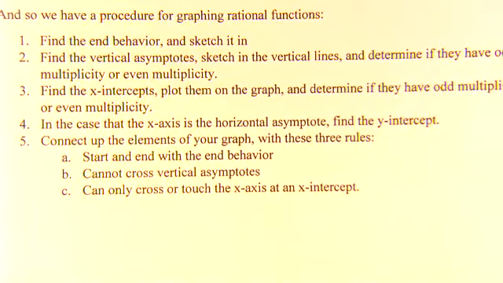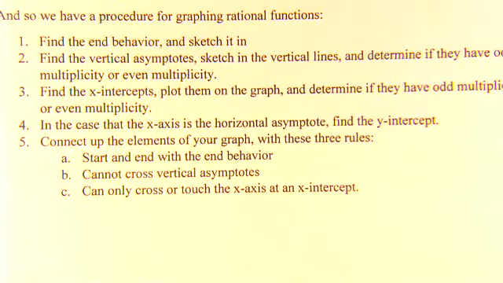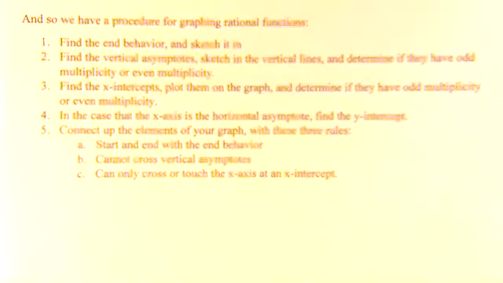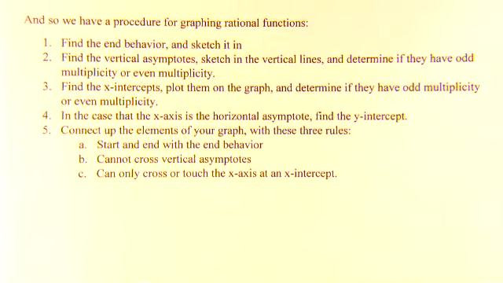Find the end behavior, sketch it in. Find the vertical asymptotes. It's looking at the denominator. Where's the denominator 0? Sketch in the vertical lines for the vertical asymptotes. Figure out if they have odd multiplicity or even multiplicity. Find the x-intercepts. That's where the top is equal to 0. Put them on the graph and determine if they have odd multiplicity, which means you go through, or even multiplicity, which means you touch. If the x-axis is the horizontal asymptote, you have to find the y-intercept.